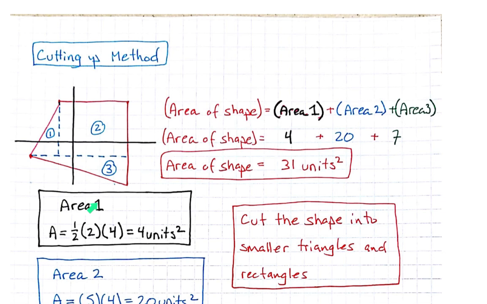Now pretty much any polygon shape in the grid can either be cut up or boxed in to find its area. It's just however you see each particular shape, what you like better, either method will work. All right, and I think that's it for area and perimeter in the coordinate plane. You're ready to do some practice problems.